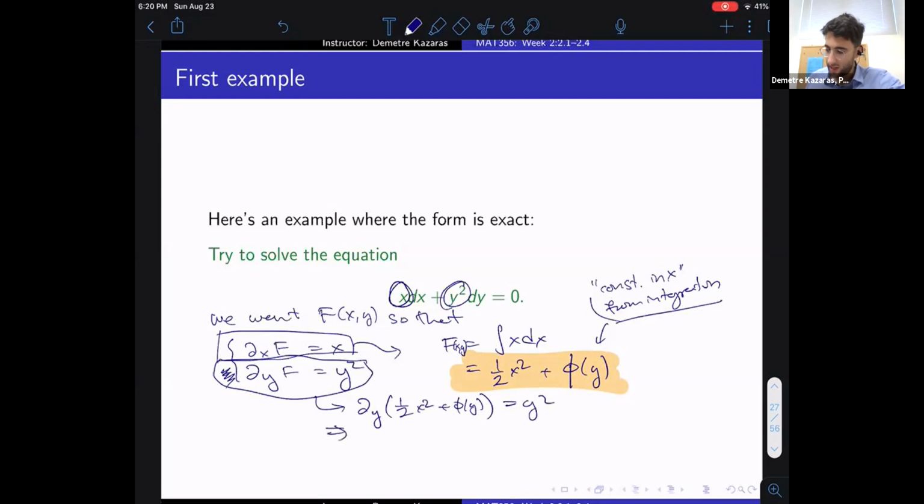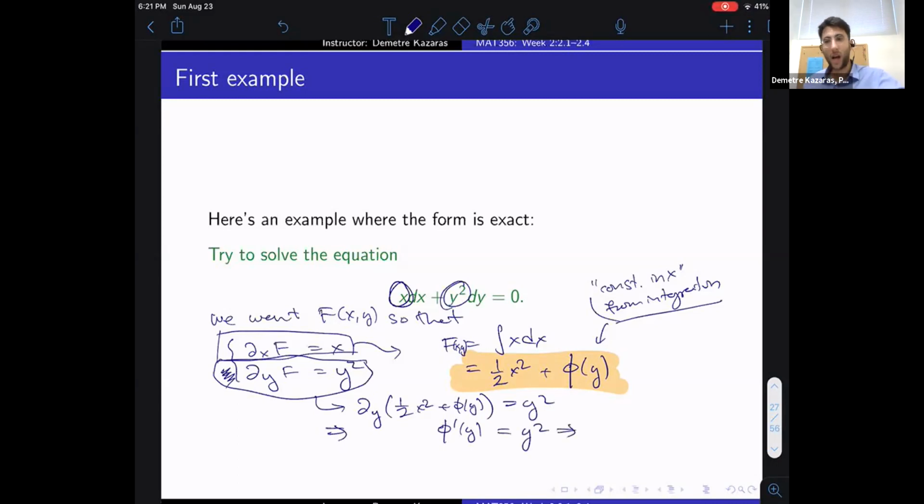On the other hand, when I take a y derivative, that x stuff goes away. That's 0. Doesn't depend on y at all. And then I'll just get a phi prime of y. It's the y derivative of phi. I don't know anything about that. I just write down phi prime. That should be equal to y squared.